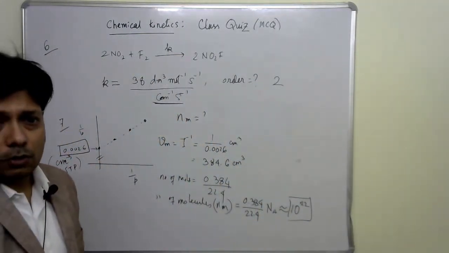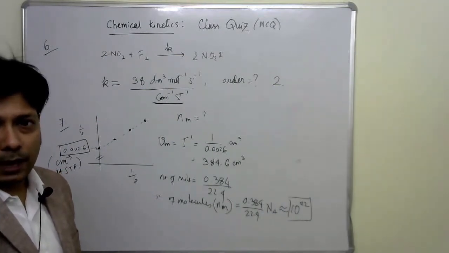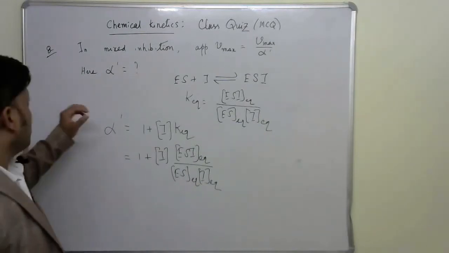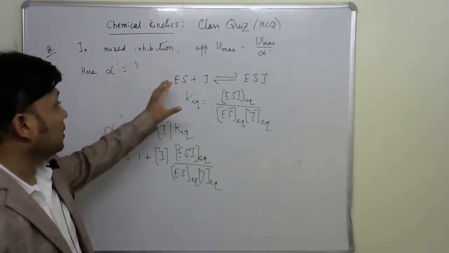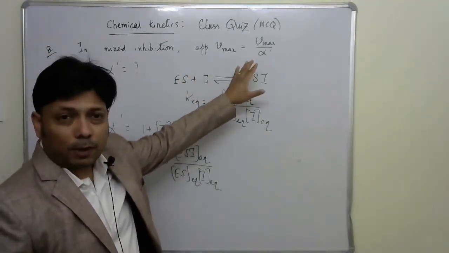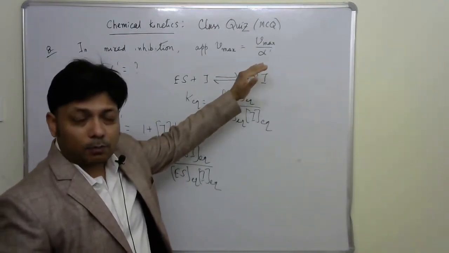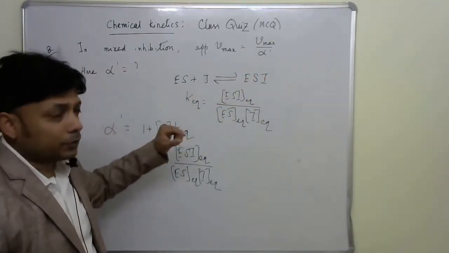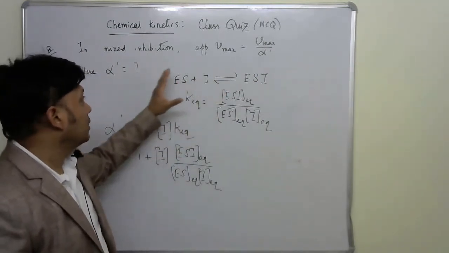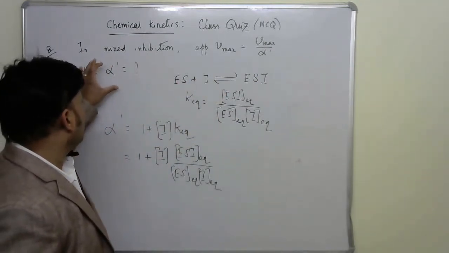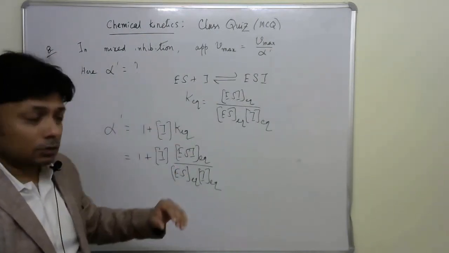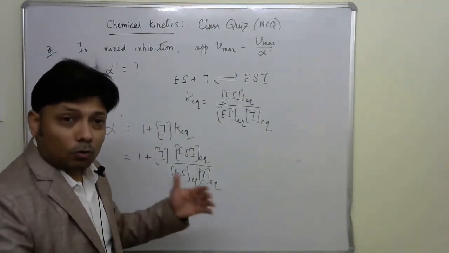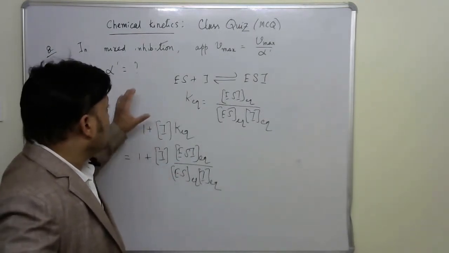All right, so let's move on to question number 8. Question number 8 says that in mixed inhibition, apparent Vmax is given by Vmax divided by alpha prime. So what's the expression for alpha prime? We have done this expression for alpha prime during our lectures, as well as in our tutorial number 3 on homogeneous catalysis.